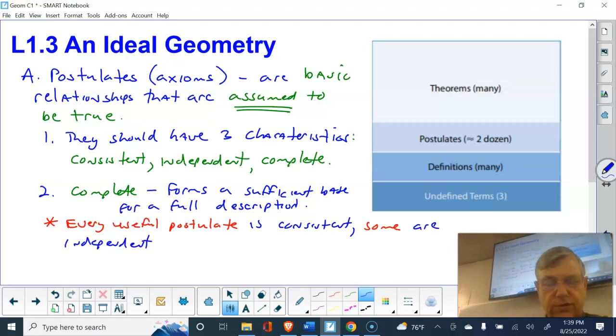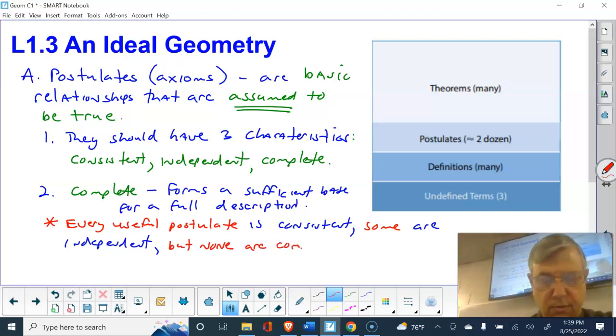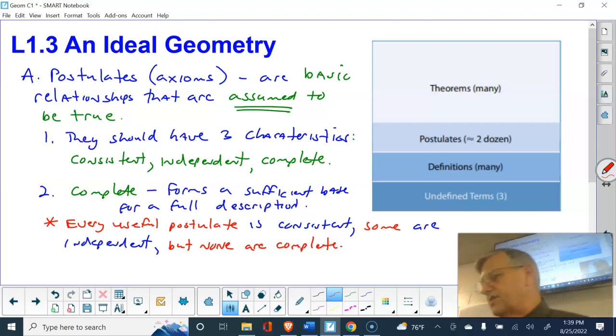So every useful one's consistent. Some are independent. And then lastly, comma, and then finish in all red, but none are complete. And the author of the course expects you to know that. All right, so, and that's why I put it in red and I put an asterisk by it. They want you to know that.